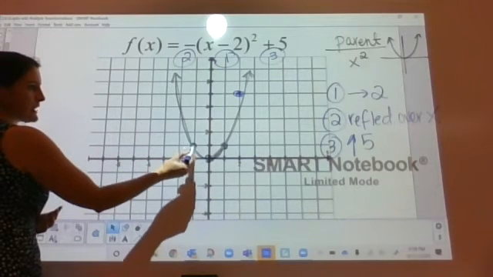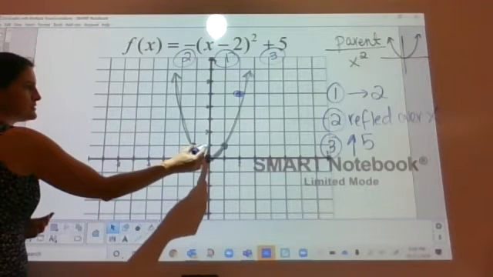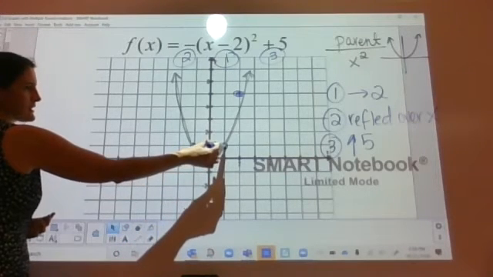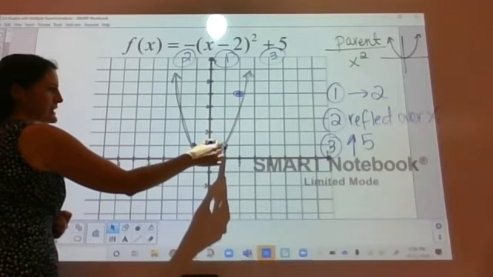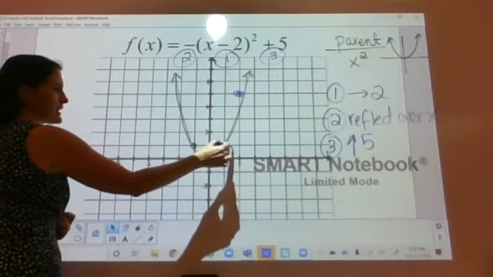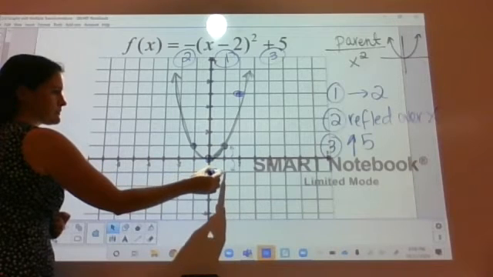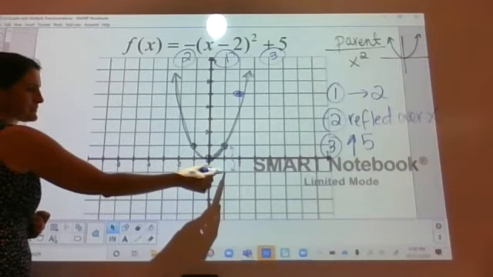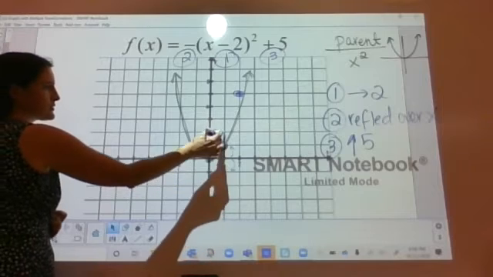So starting with negative 1, 1. So I'm right here. I'm going to go right 2. Gets me here at 1, 1. Reflecting over x means right now I'm 1 above x. To reflect over means I want to be 1 below. So that puts me right here. And then I need to go up 5. 1, 2, 3, 4, 5.